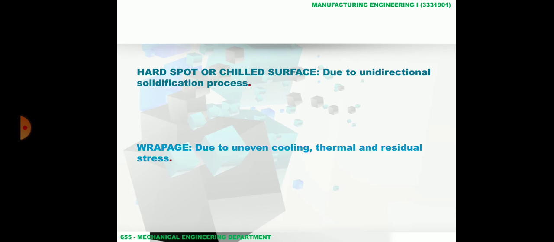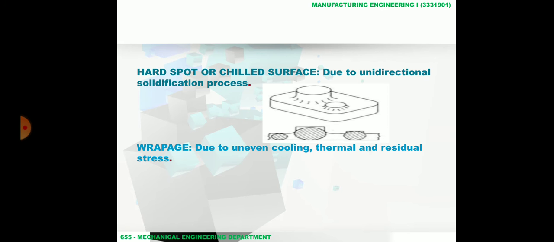The next one is hot spot or chill surface due to unidirectional solidification. If the solidification is not done in a uniform way, there is a chance of hot spots, where a layer comes out on the upper side or underside. Such a spot is known as a hot spot or chill surface.